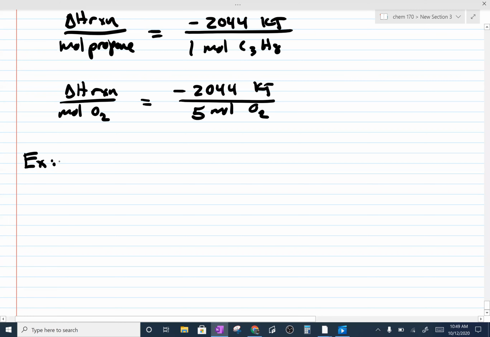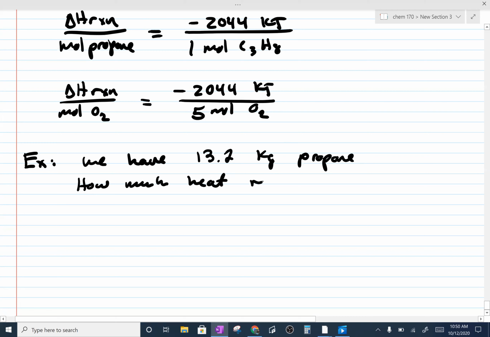It's great. Okay, so let's say that we have measured the mass of propane that's in the tank. So we measured the mass of the empty propane tank, and then we filled it up with some amount of propane, and then we measured it again. We subtracted the empty weight, and this gives us the total amount of propane that we have in the system. Let's say that we have 13.2 kilograms of propane in our barbecue tank. Let's calculate how much heat we can release when we burn all of it.